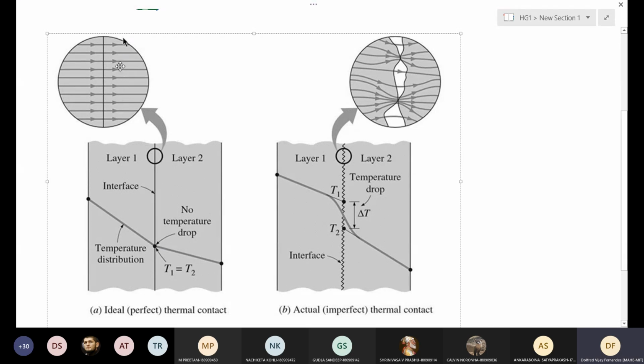It is possible when we have the heat flow lines like this. There is no discontinuity, the lines are parallel to each other. Whatever heat comes from the first wall goes into the second wall. So you can understand, right? What is this one?